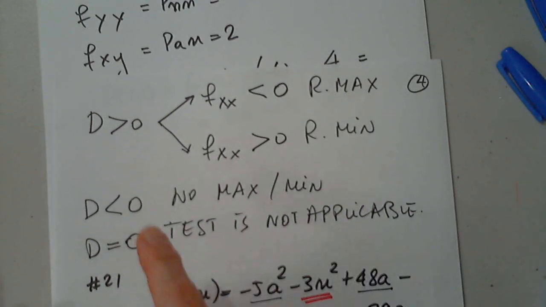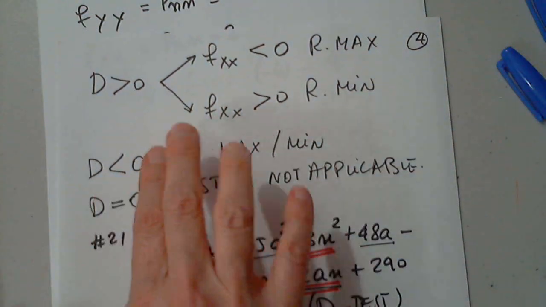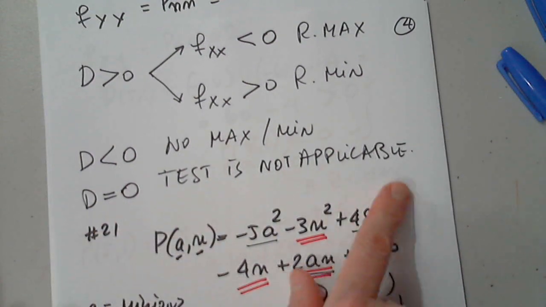And compare. If D is positive, then I look at these two and make the conclusion. If D is negative, no max min. If D is 0, test is not applicable.